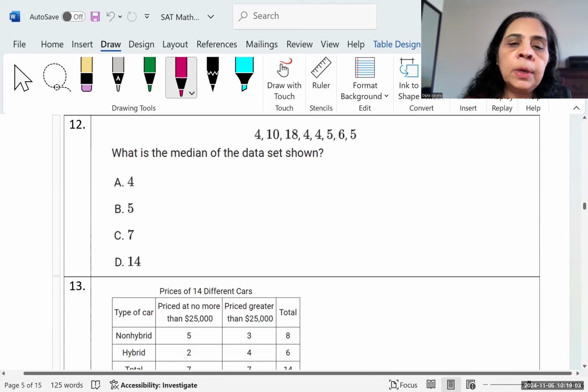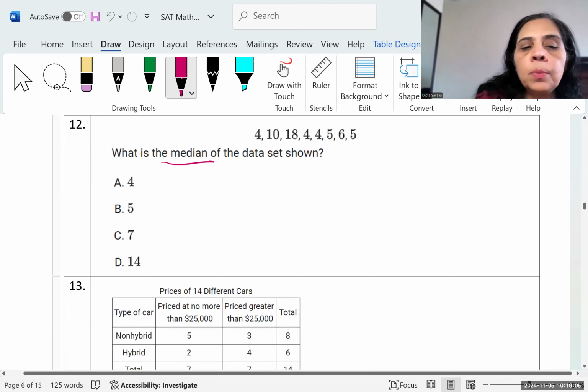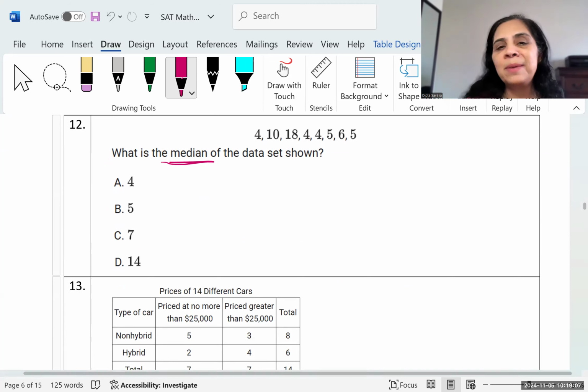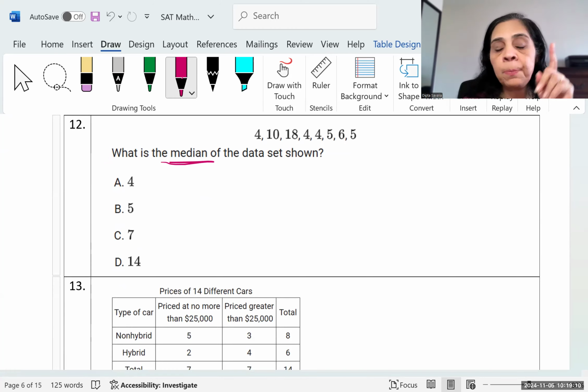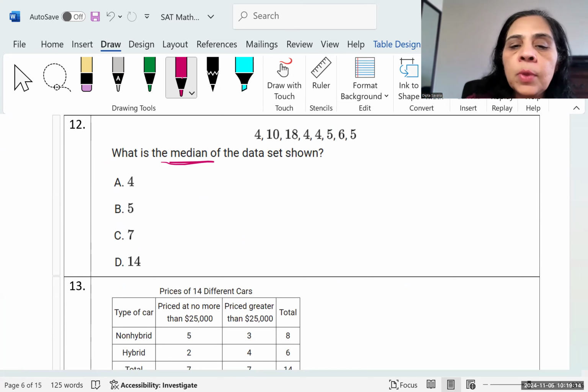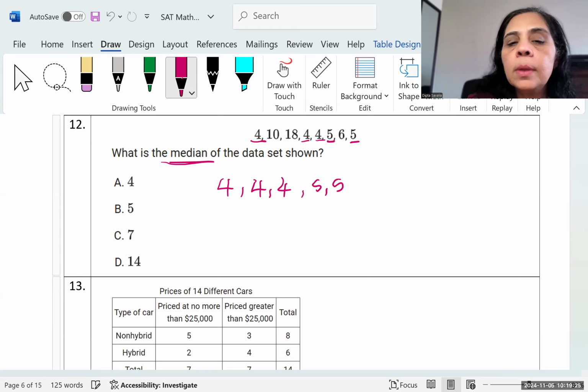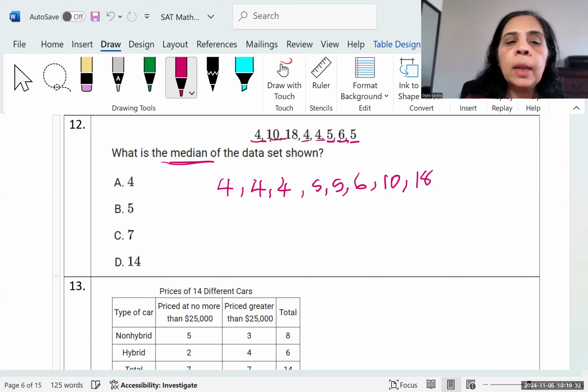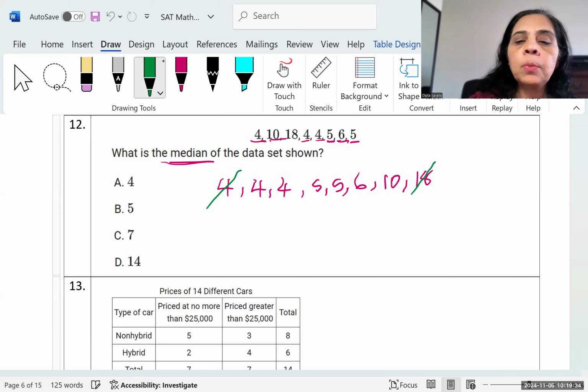All right, number 12. We are looking for the median. Median, how do we find it? Remember, step 1, don't forget that. We need to write all data in order. So we can see the lowest data we have is 4, which appears 3 times. And then the next one is 5, we have it twice. Then we have 6 once. Then 10 and 18.